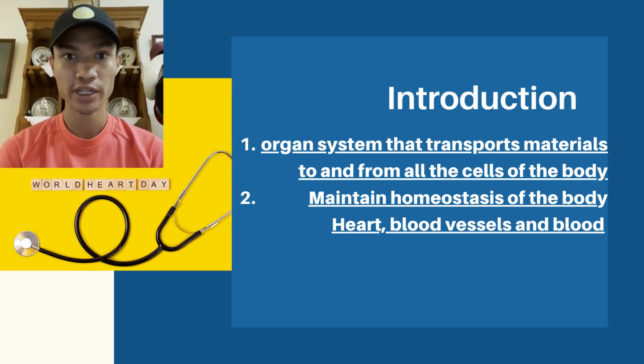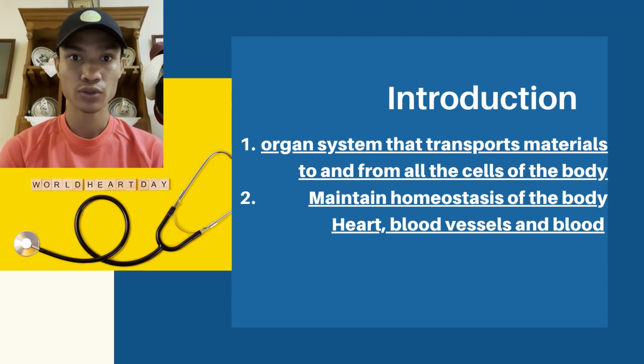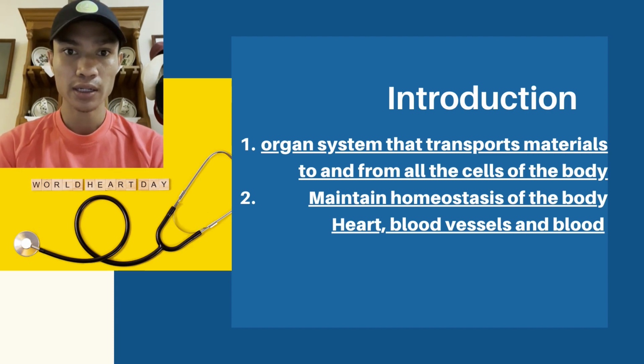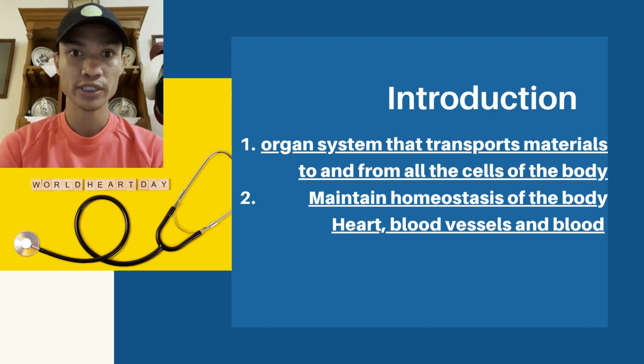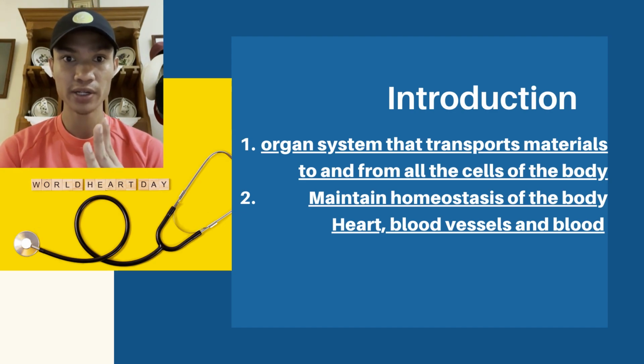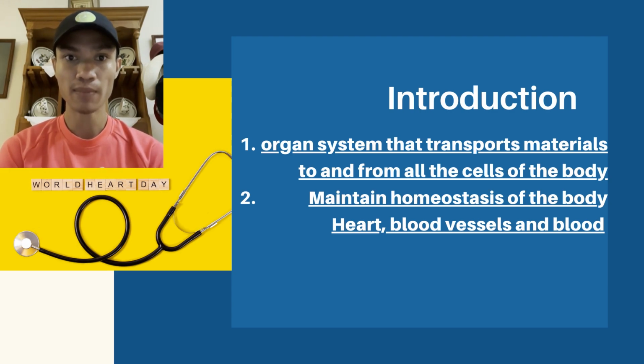So moving on to the introduction of the cardiovascular system. The first one is the organ system that transports materials to and from all the cells of the body. The second one is to maintain homeostasis of the body. It also consists of three components, which are the heart, blood vessels, and blood.